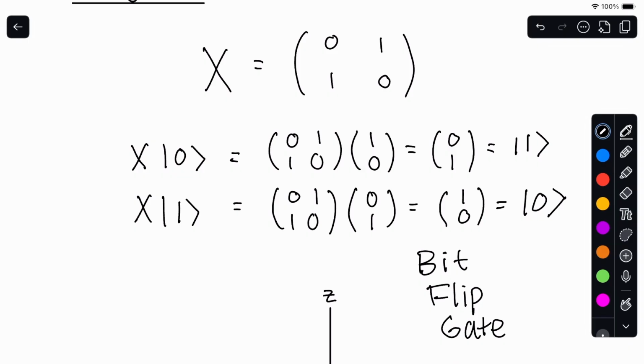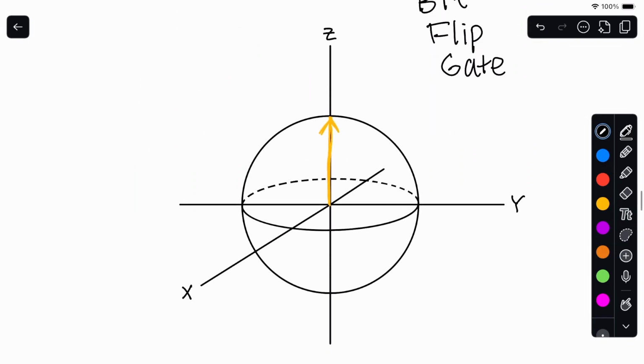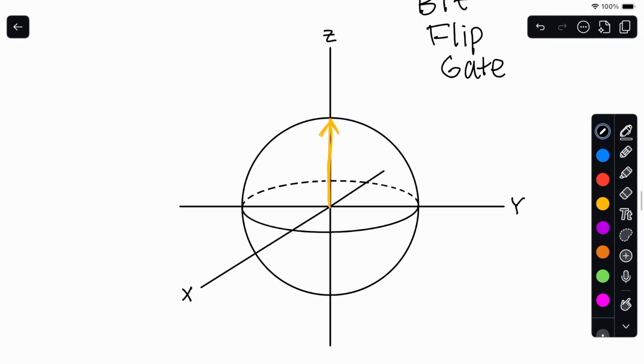If we look at this on the Bloch sphere, the action of the X gate is to do a 180-degree rotation around the x-axis. So if we start in the 0 state and apply the X gate, we will rotate around and end at the 1 state. Another example is that if we start at some arbitrary state, for instance here, we would rotate around 180 degrees and end up over here.